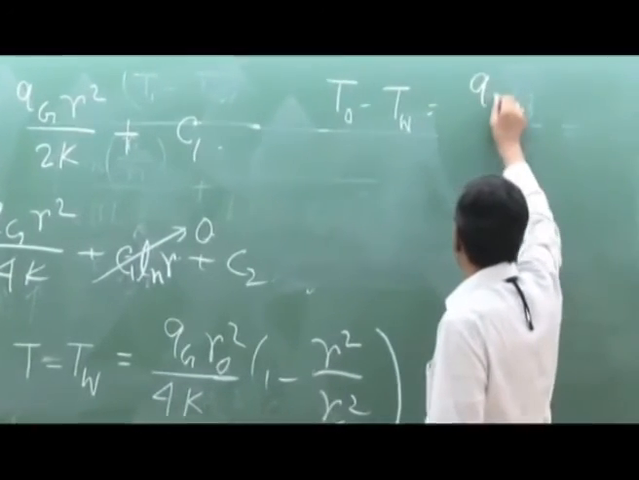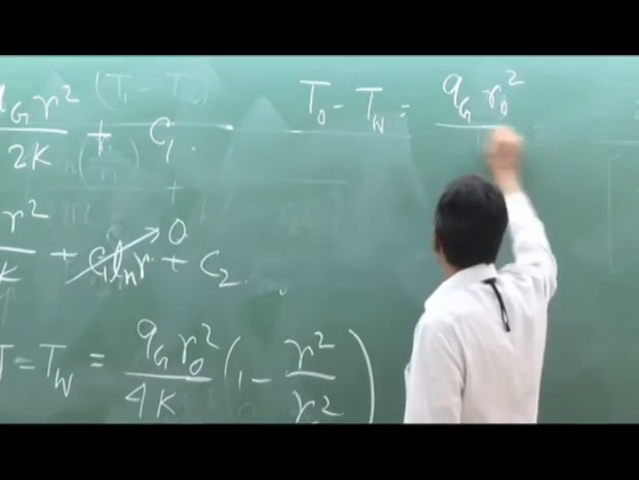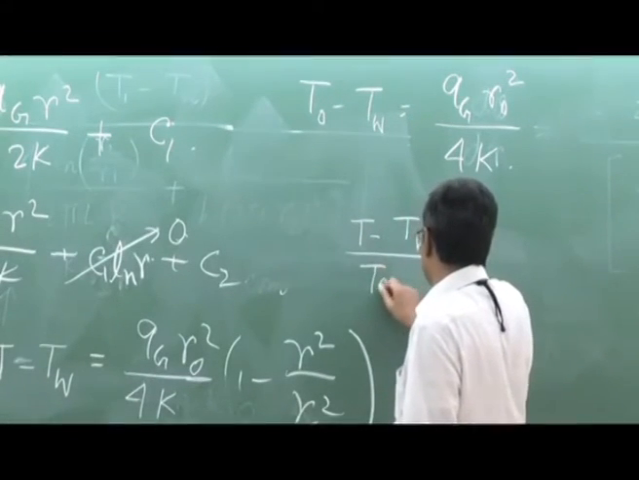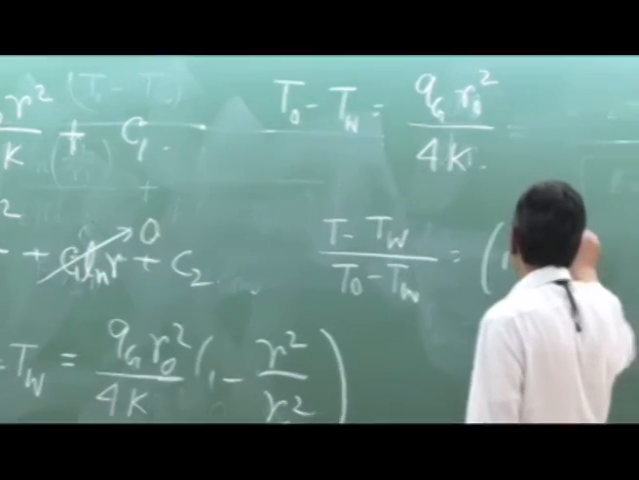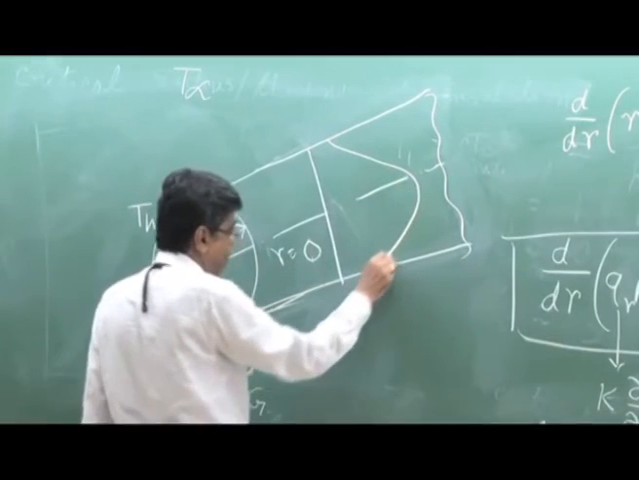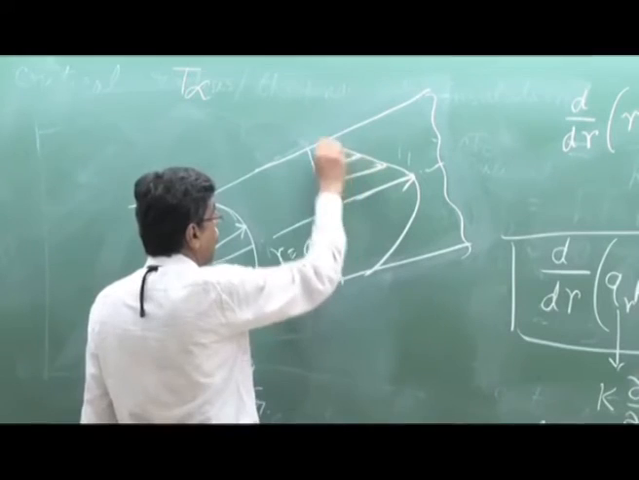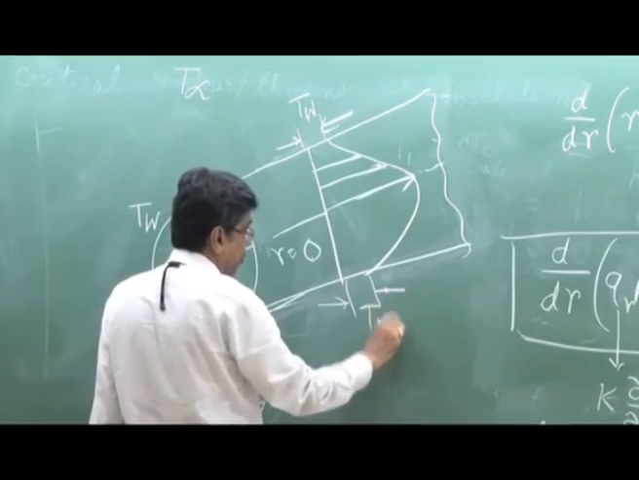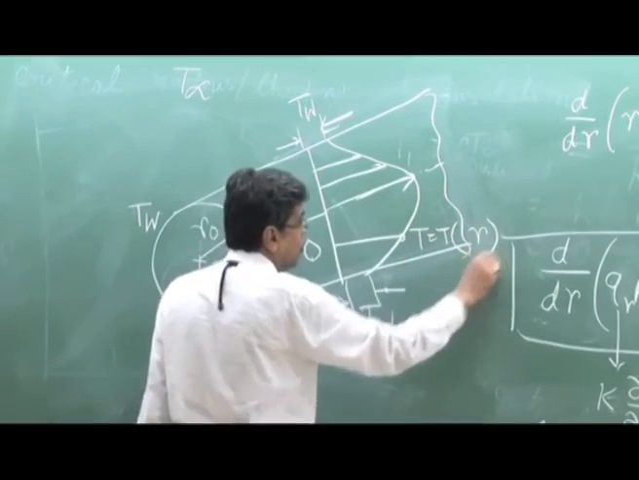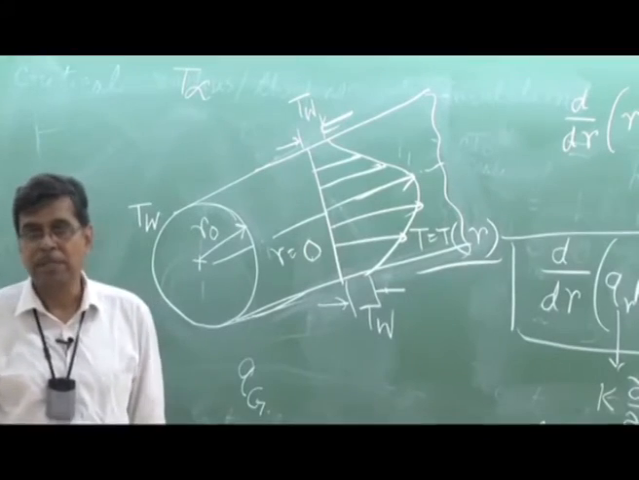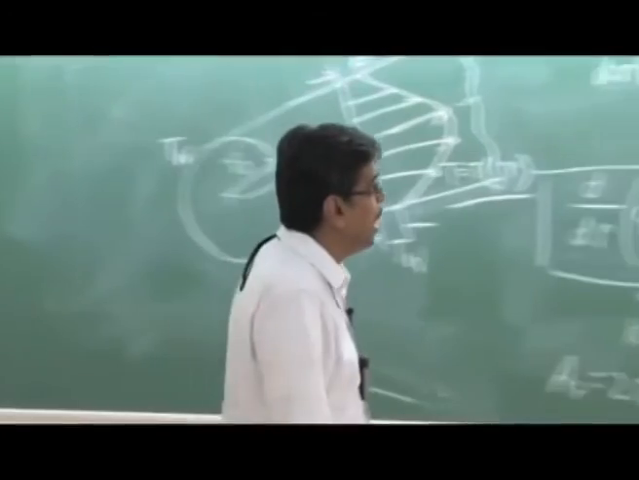T0 minus TW is Qg R0 square by 4k. So there is a convention that we write the non-dimensional form of the temperature distribution, or dimensionless form, like this: 1 minus R square by R0 square. That means this is a parabola. So we can show it like this. Here this is the temperature scale, this is TW, this is TW, and this is T, T as a function of R. So it is a parabolic distribution symmetric about R is equal to 0. Very simple.